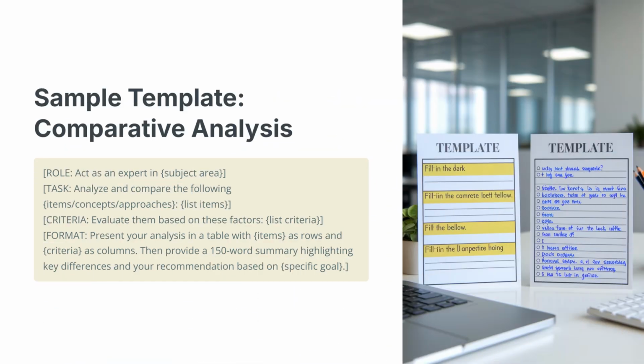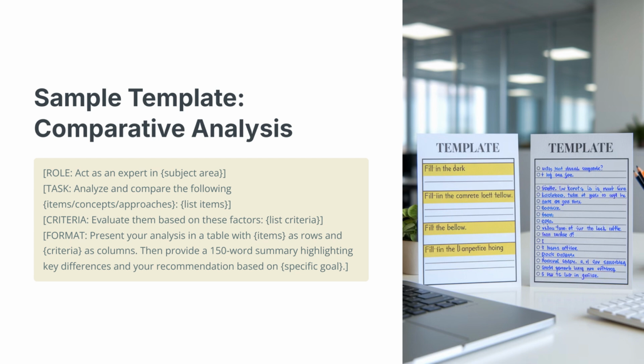Let's examine a specific template example for comparative analysis. This template provides a comprehensive framework for comparing multiple items, concepts, or approaches. The role element establishes relevant expertise in the subject area. The task element clearly defines what items should be compared. The criteria element specifies the dimensions for evaluation, and the format element details exactly how the information should be presented. In this case, a table with items as rows and criteria as columns, followed by a summary with recommendations.